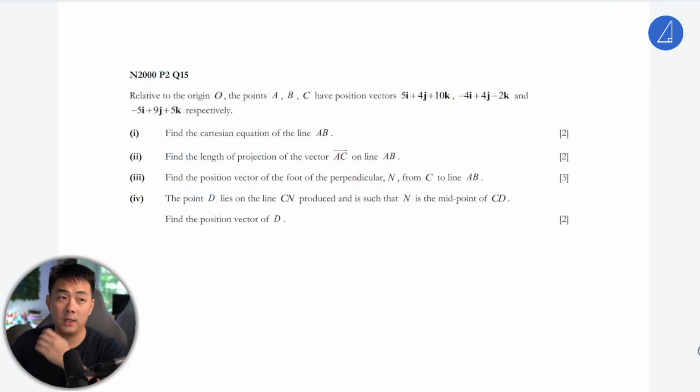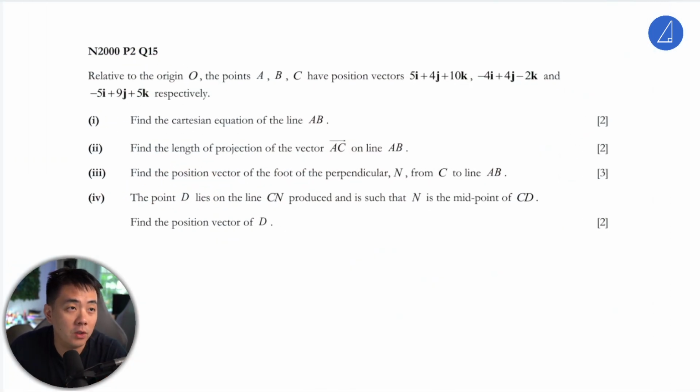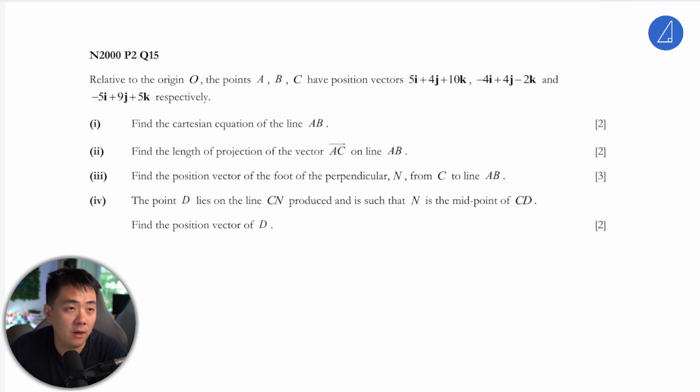Hi students, let's look at this question on vectors, taken from the year 2000, paper 2, question 15. Relative to the origin, the points A, B, C have these position vectors: (5, 4, 10), (-4, 4, -2), and (-5, 9, 5). Find the Cartesian equation of line AB. This is pretty okay.